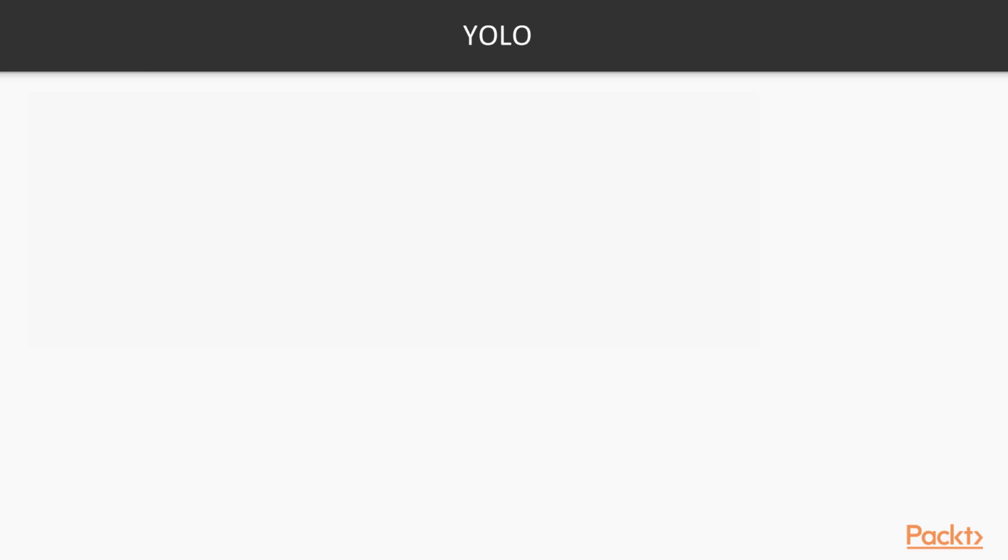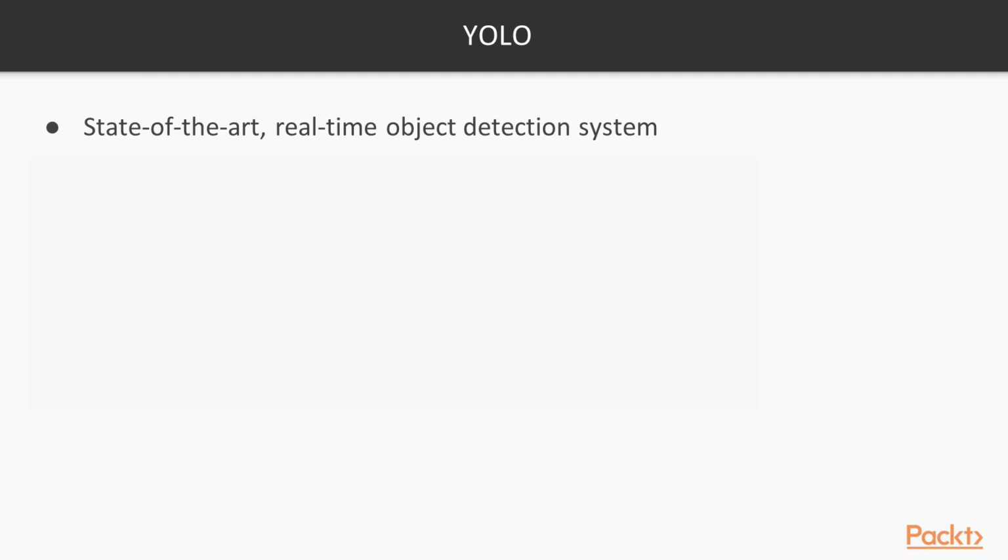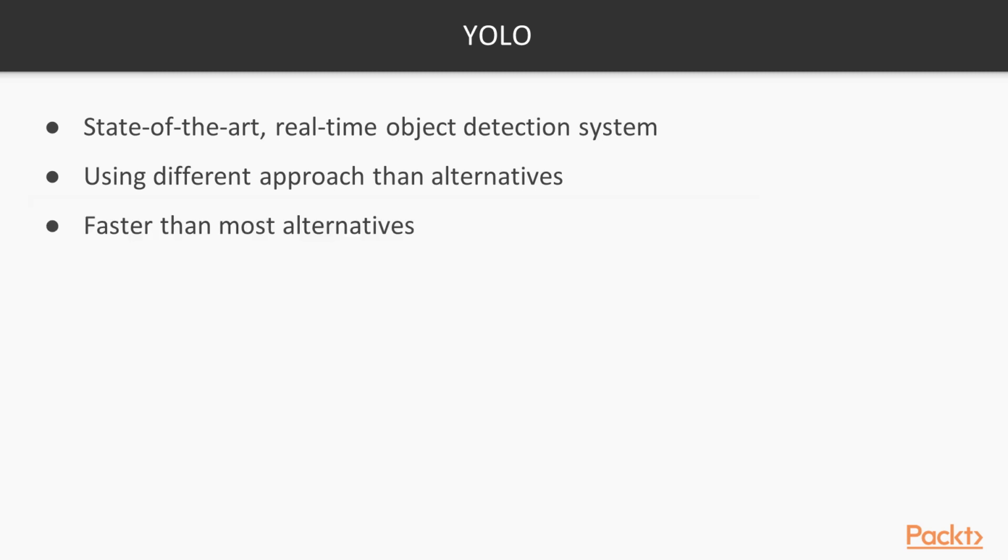YOLO is simply a state-of-the-art real-time object detection system. This algorithm was designed to be really fast, and they made it fast by using a totally different approach from all of the different methods that I've mentioned. When you have the right hardware, usually a pretty decent GPU or graphical processing unit, it can pretty much work in real time. This is pretty amazing because it can be used in self-driving cars and in all those use cases where you need fast detection.